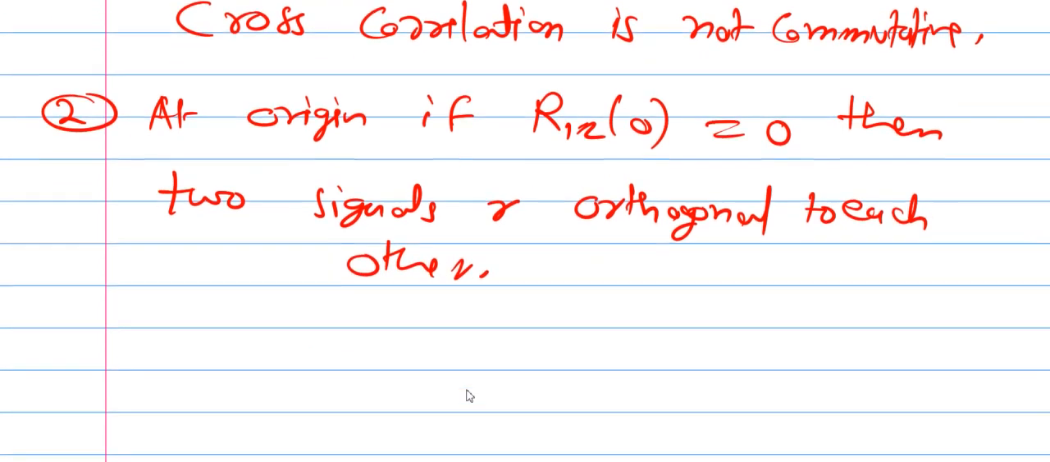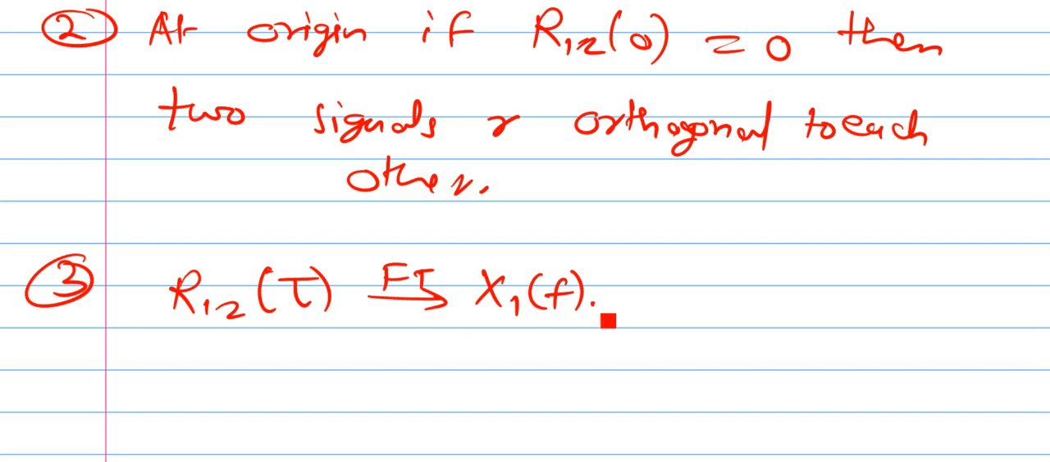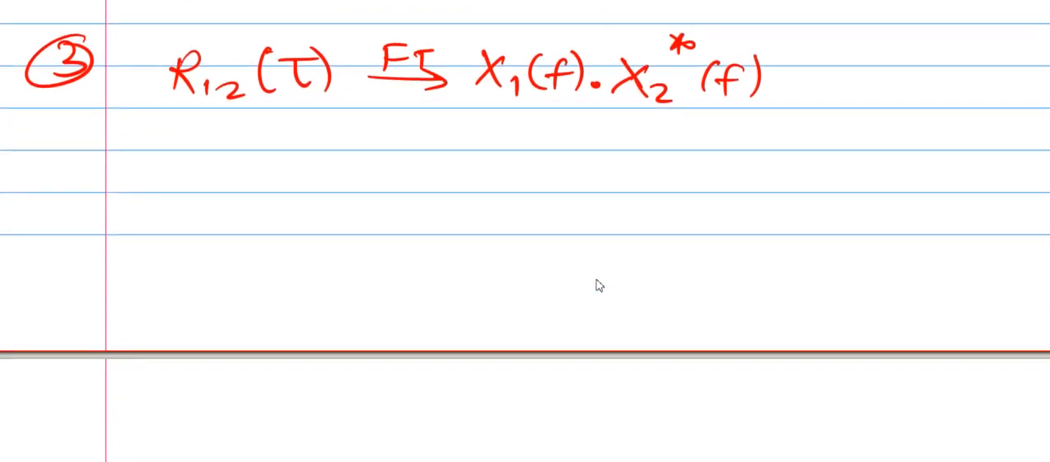Then the third property: if I take the Fourier transform of cross correlation, I will get X1(f) dot X2*(f). That means the Fourier transform of cross correlation gives us the product of the Fourier transform of signal x1(t) and the Fourier transform of its conjugate. So this is the third property. Now let's look at some examples.